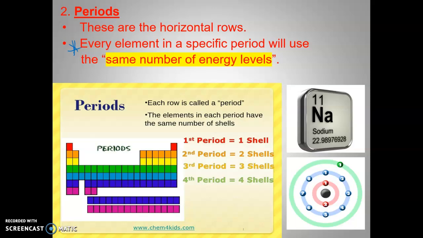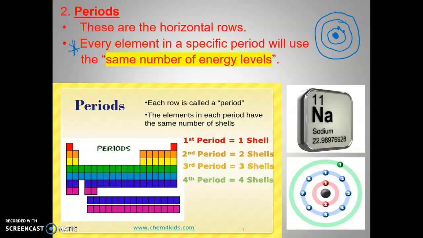levels. And again, what I mean by energy levels is that this is the nucleus that has the protons and neutrons. The first ring would be an energy level where you would find some electrons. Second energy level, third energy level, etc. for as many as you would need.